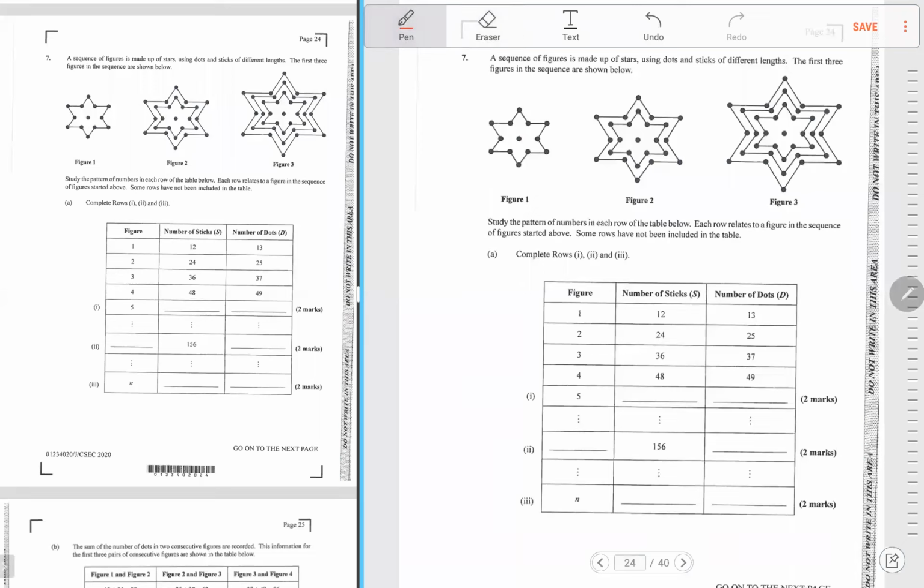So the question says now, study the pattern, and usually they ask you to draw.